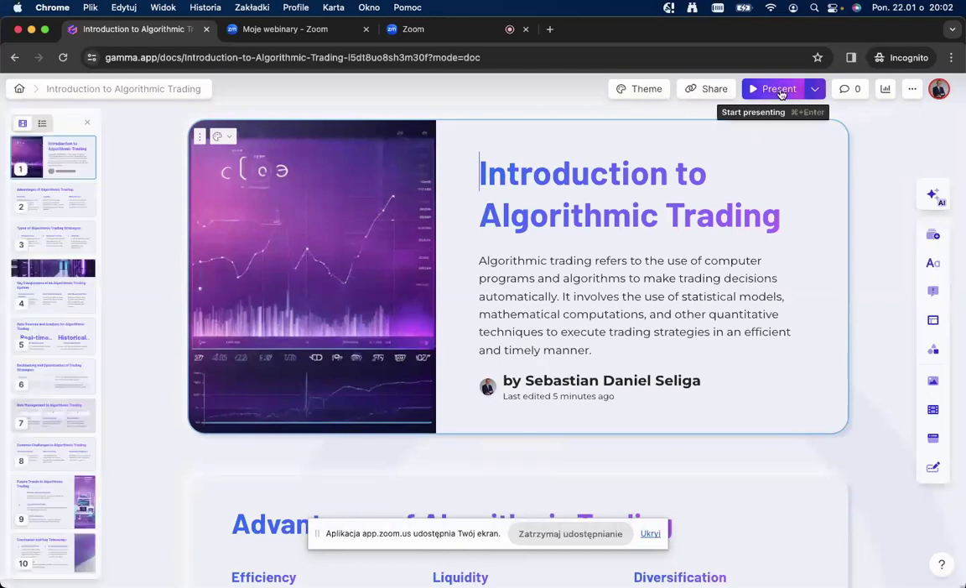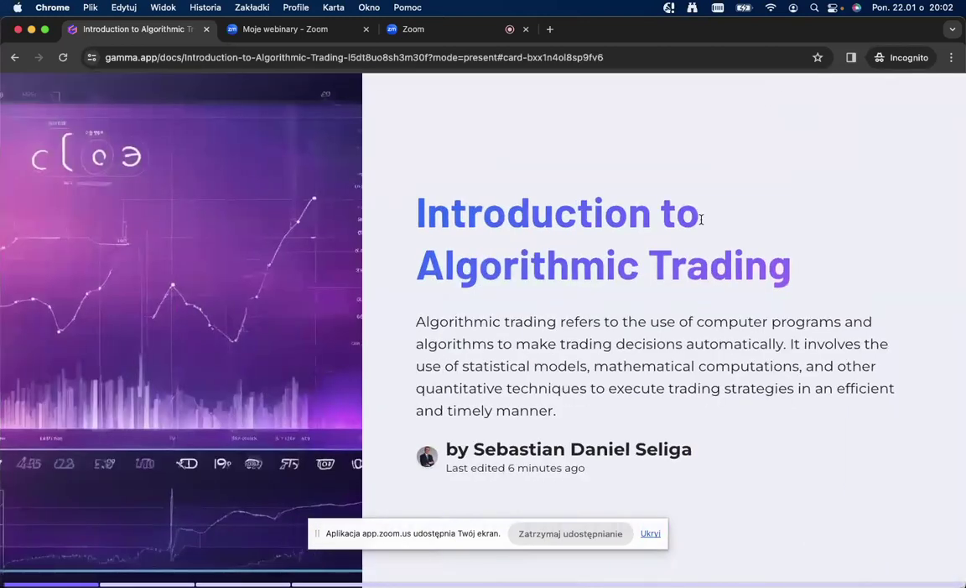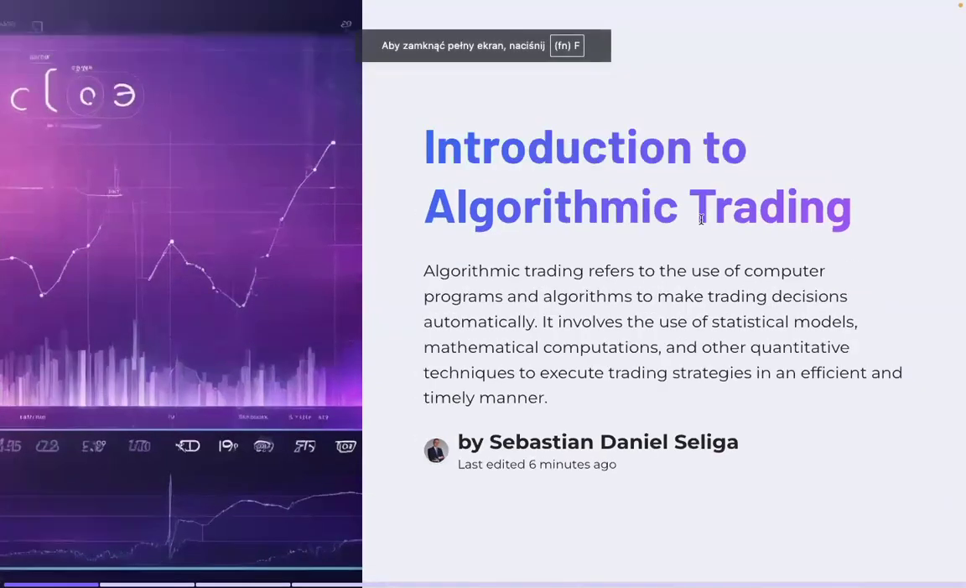Today we are going to talk about algorithmic trading, but from a little bit different point of view. Let me just switch to full screen mode, and it should look like this. Thank you very much.